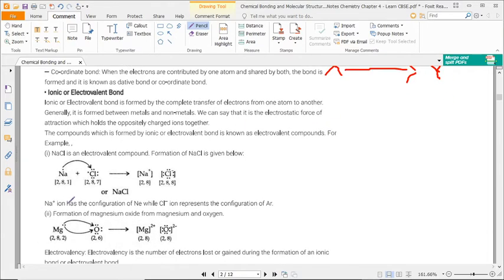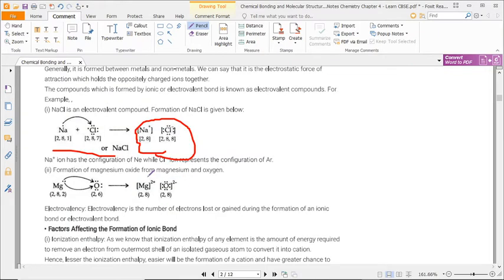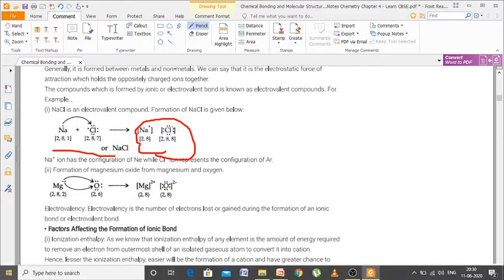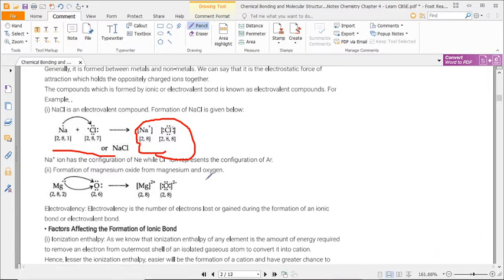Ionic or electrovalent bond, you know now, sodium and chloride is the best example. Sodium, you see the configuration, is 2, 8 and 1. So if it loses one electron, it achieves a stable octet, and chlorine has 7 electrons in the valence shell. So if one electron is gained, it becomes 2, 8, 8. To achieve this octet configuration, sodium and chlorine tend to lose one electron and gain one electron and form an electrovalent bond or ionic bond.